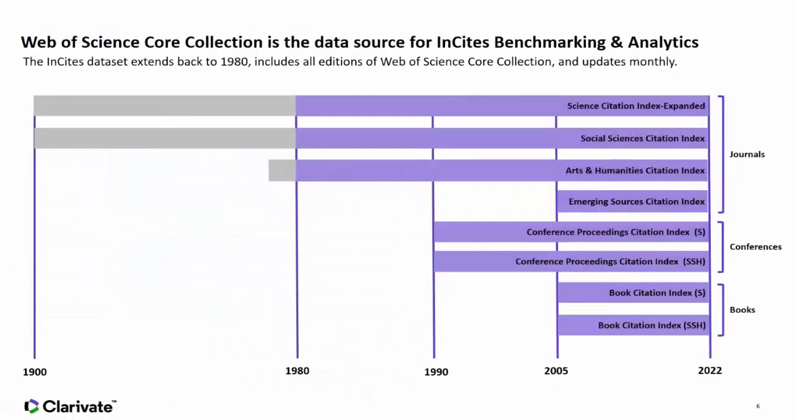I was telling you that InCites is using all the data coming from the Web of Science core collection, meaning journals, conferences and books. The only difference is the data depth in terms of years. Web of Science starts 100 years ago, whereas InCites is starting in 1980. There is nothing before in InCites.